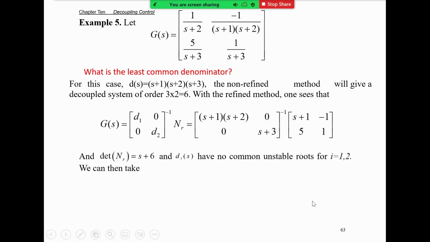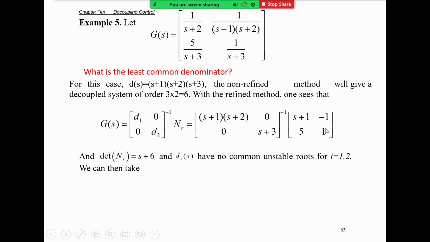So the second step is to make sure that there is no unstable pole-zero cancellation, where you just compute the determinant of this matrix in R. You can compute it, it's just s plus 1 minus 5 and s plus 6. Of course, there will be no common unstable pole-zero cancellation.